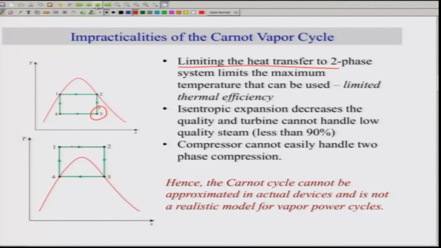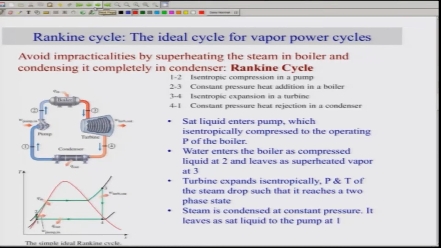So we'll try to come up with another cycle which is more practical, and this is where we're going to introduce the Rankine cycle, which is the ideal cycle for vapor power cycles. What it does is avoid impracticalities by superheating the steam in the boiler and condensing it completely in the condenser. So let me just summarize this cycle first.